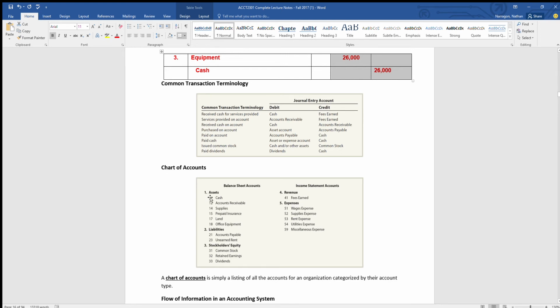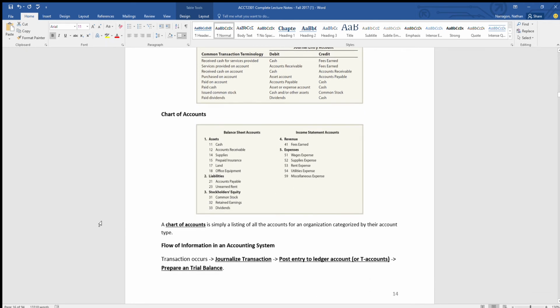So in order to read these, usually you're going to judge by the numbers. As you can see, all the assets start with 1. So cash, accounts receivable, supplies, prepaid, land, and office equipment. Notice that they also flow basically how they're going to appear on the balance sheet. They repeat the same thing. Liabilities, you have accounts payable, unearned rent. Again, you see number 2. They all start with 2. Equity starts with 3. Have all the 3s. Revenue, so forth and so on.